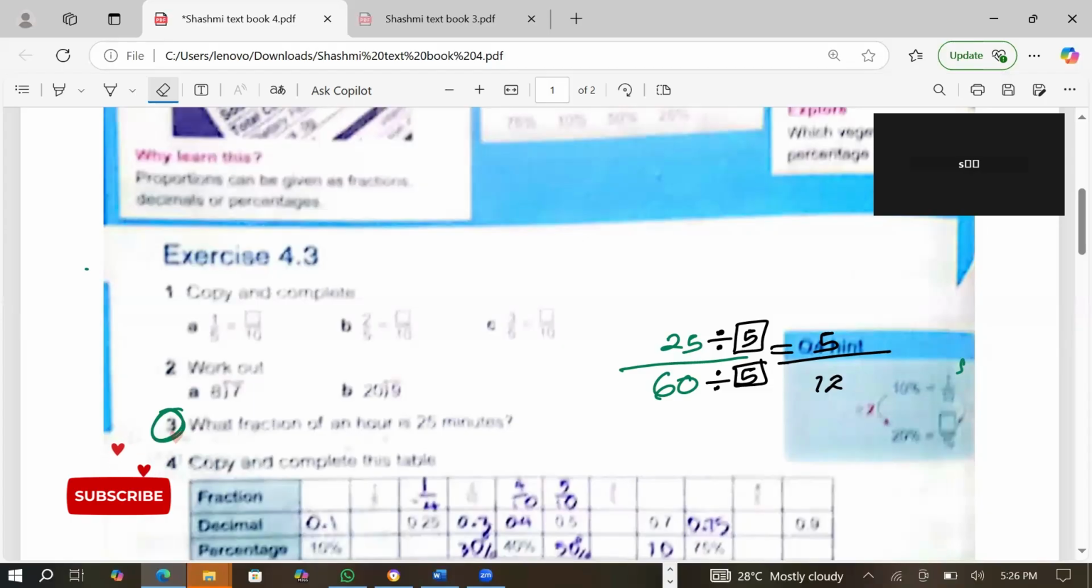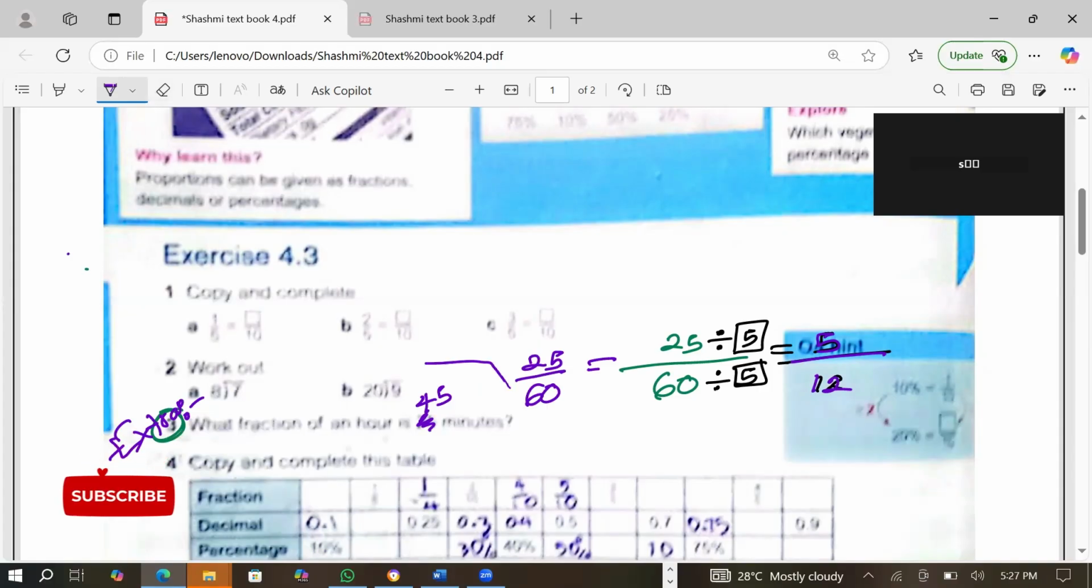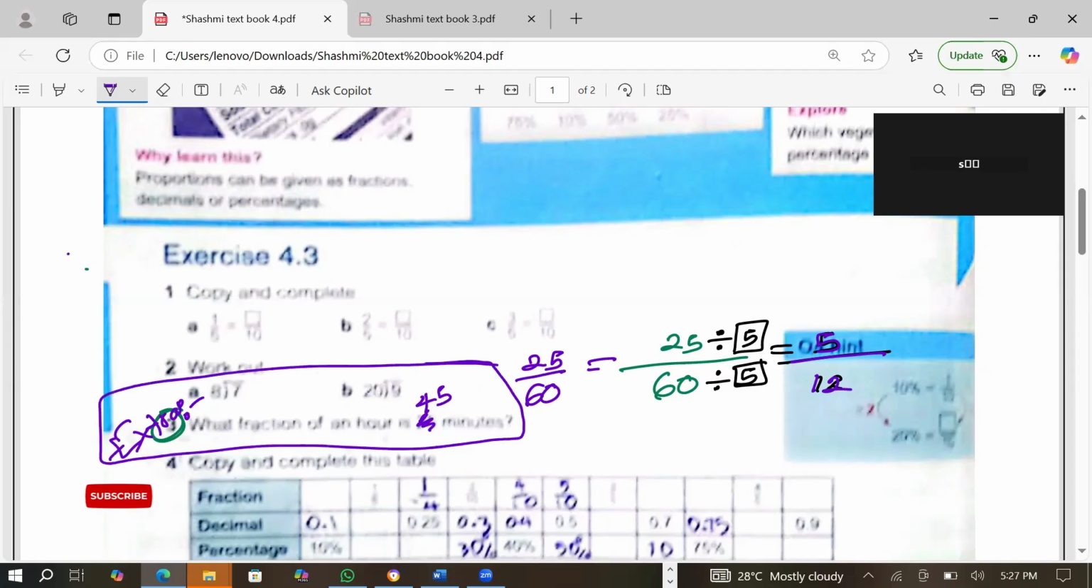Okay, write this down and write the answer for this extra question. The answer is 25 over 60, and the equivalent fraction in simplest form is 5 over 12. Then the extra question. Okay. I'll say that. 45 minutes out of an hour. Okay, teacher, finished.